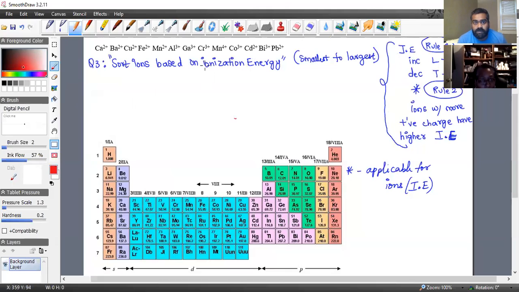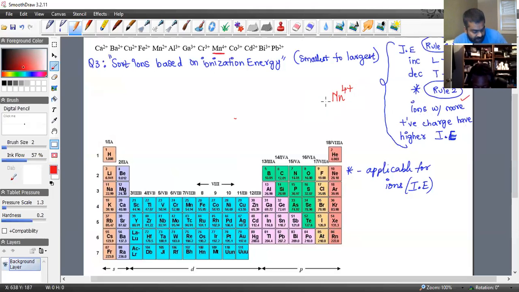So help me out here. Is there an element that has the highest positive charge? Yes, Mn. So should it have the highest ionization energy or the lowest? What does rule 2 say? Ions with more positive charge have higher ionization energy. So it would have higher. Exactly. Since there's only one, we can move on to the remainder.